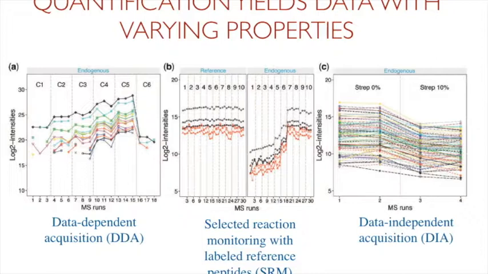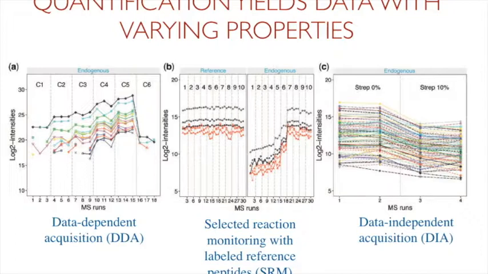And then you can have targeted experiments, selected reaction monitoring, which often come not only with the endogenous peptides, but also with the reference peptides. In SRM, it's very common to spike synthetic or isotope-labeled peptides into the endogenous samples in constant concentration. So you can compare your endogenous intensities to the reference intensities. So now we have two groups of features.